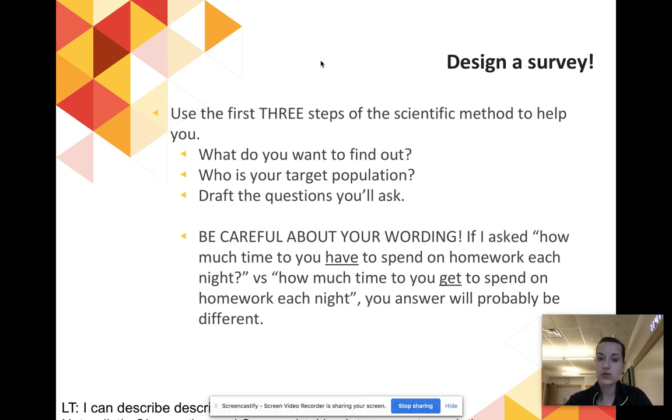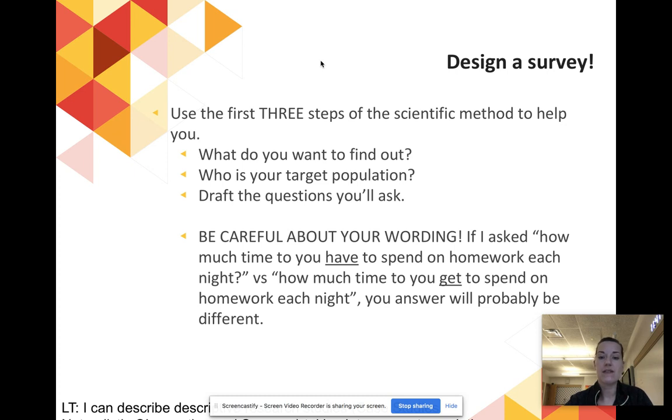And then I want you to draft the questions that you're going to ask. So what questions would you actually put on your survey? And like we talked about before, you need to be really, really careful about how you word these questions so that you're not influencing the answers that people give you.